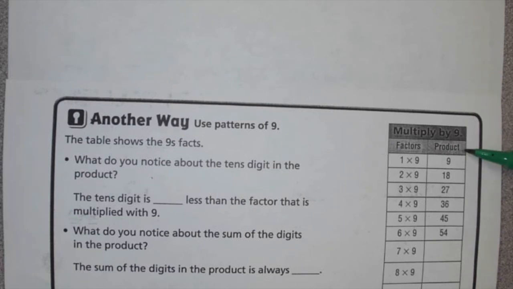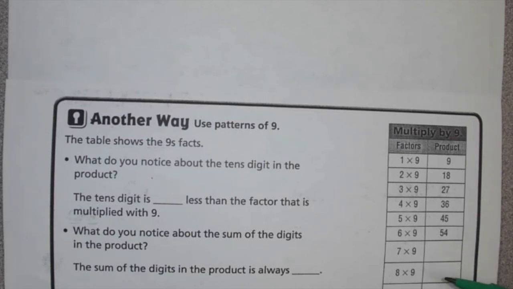Okay, so let's look at the product. We remember the product is the answer to the multiplication problem. Now look at all these products, okay? What do you notice? Look at the tens place, not the ones place, the tens place. So let's see, 2 times 9 is 18, so it goes 1, 2, 3, 4, 5. So the tens place keeps on increasing by 1.